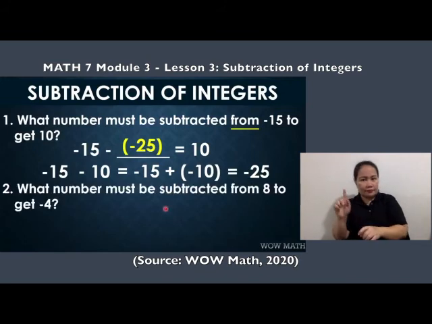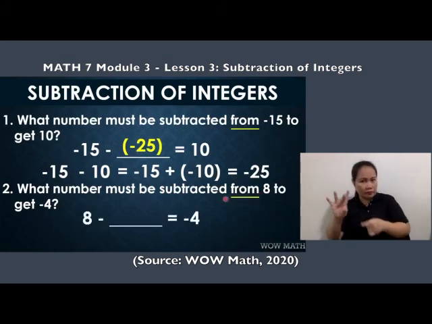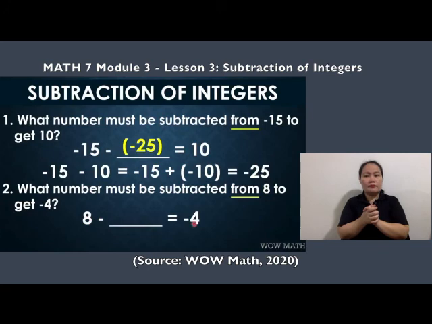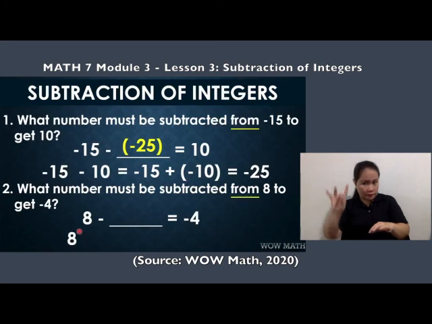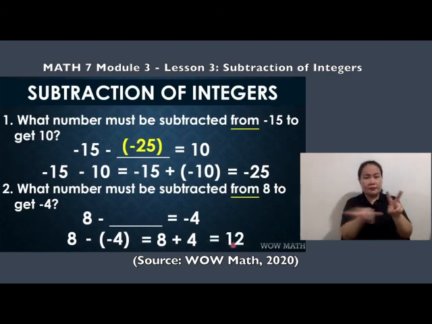Okay, next. What number must be subtracted from 8 to get negative 4? So, again, we have the word from. So, nasa unahan dapat si 8. Siya ang inyong minuend. So, we will have 8 minus your answer, negative 4. So, ano daw ang isa-subtract para makuha si negative 4? So, we will have 8 minus negative 4. So, keep, change, keep 8, change your sign, your operation, so that is plus, and then negative 4, so positive 4. So, same sign sila, you will have 12, and then keep the common sign.